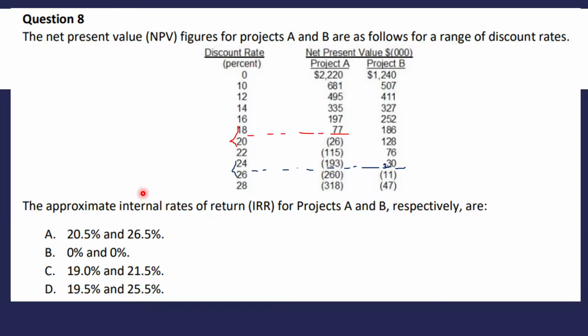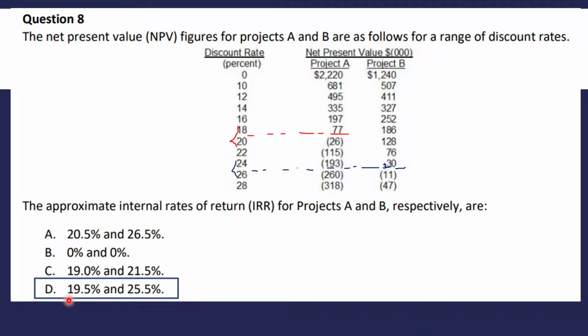So the approximate IRR for projects A and B respectively are, correct answer, dog. The only possible answer would be dog. 19.5% is between 18 and 20%. Tapos si 25.5% nasa gitna siya ng 24 and 26. Okay? So the only possible combination is dog.